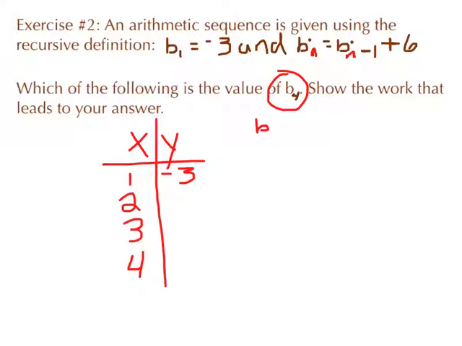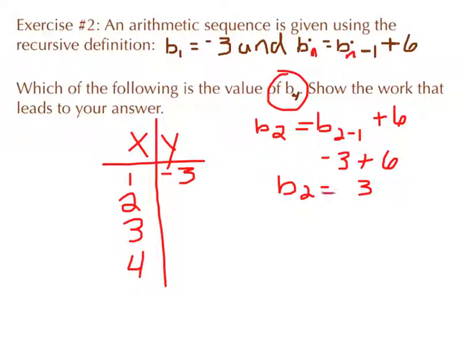So B sub 2 equals B sub 2 minus 1 plus 6. B sub 2 minus 1 is B sub 1. B sub 1 is negative 3. Negative 3 plus 6 is giving me 3. So B sub 2 equals 3. Don't get confused with this section right here. I just combined a couple steps. I just didn't write down B sub 1. And B sub 1 is negative 3. Okay? Let's look for 3 now.